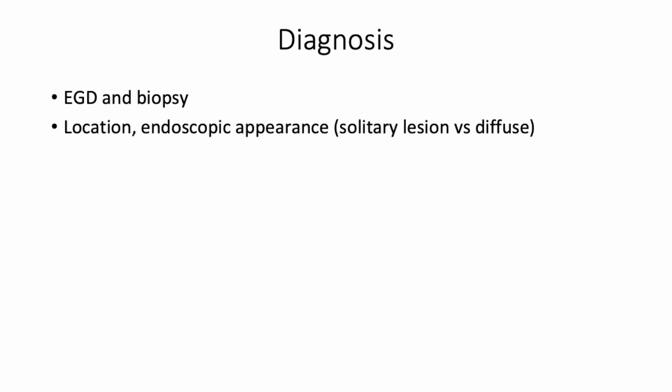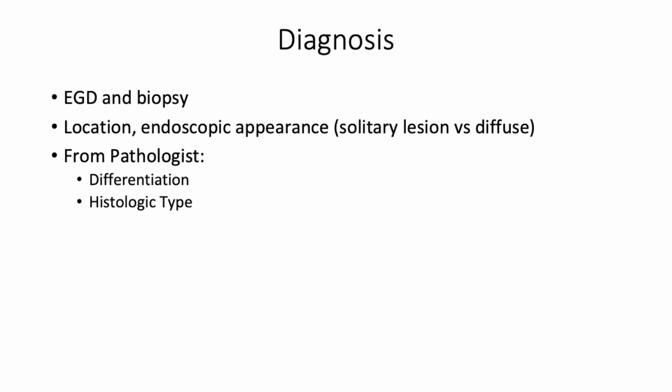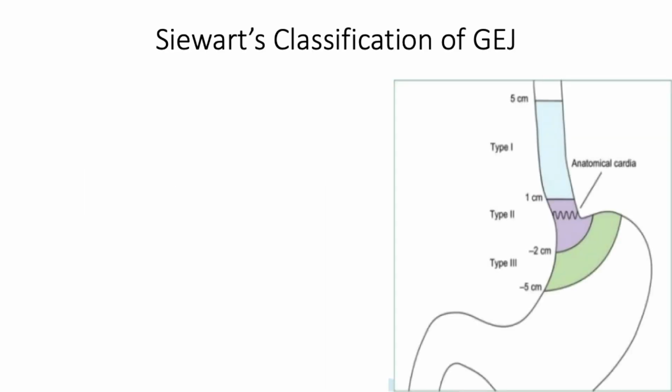The things you want to know on the scope: the location of the tumor, the endoscopic appearance. Often the endoscopist can tell you, well, there's clearly one solitary lesion there, or this looks more like a diffuse type gastric cancer, and that's going to affect a little bit of how you think about that patient's prognosis. And then from the pathologist, you can get that differentiation. Is this well differentiated? Is it poorly differentiated? And then the histologic type of intestinal or diffuse type.